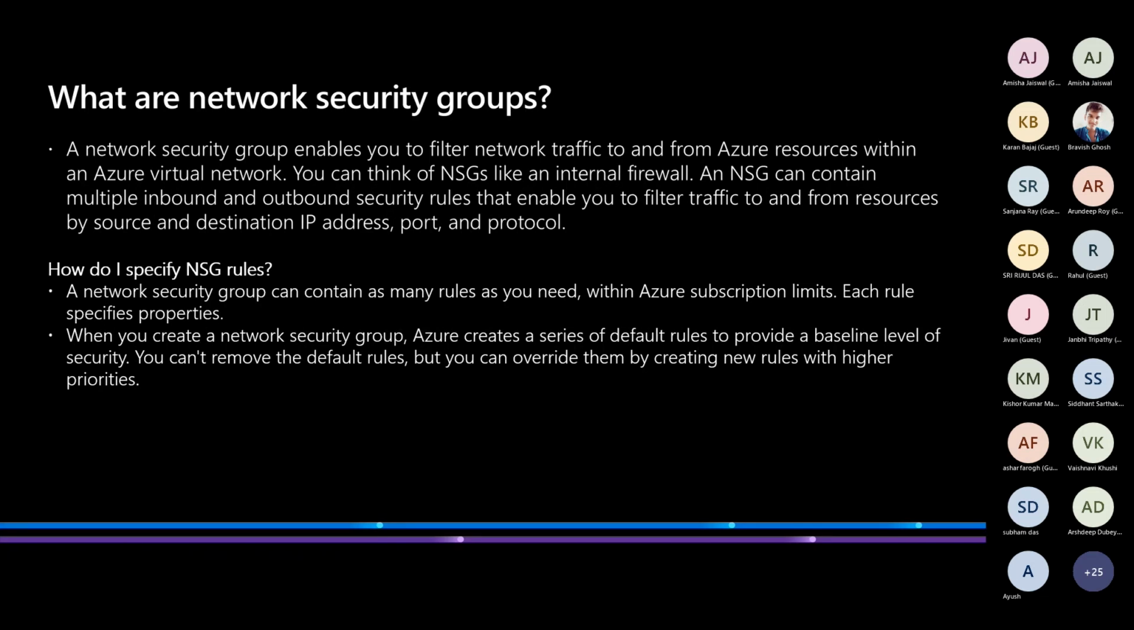Now, how do I specify NSG rules? A network security group can contain as many rules as you need within Azure subscription limits. Each rule specifies properties. When you create a network security group, Azure creates a series of default rules to provide a baseline level of security. You can't remove the default rules, but you can override them by creating new rules with higher priorities.